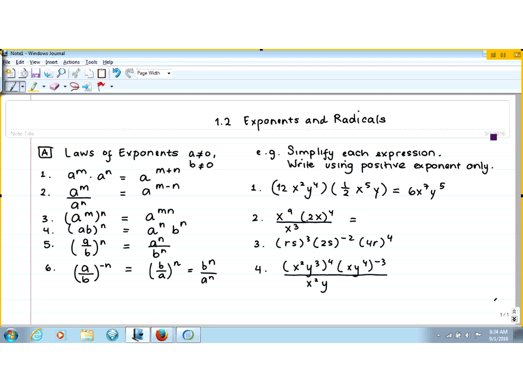Now, what about number 2? So we have to do the exponent here first, right? 2x raised to the 4. What is 2x raised to the 4? 16x to the 4th. Okay, and then divided by x cubed. All right, so what do we have? What about the coefficient? What is the coefficient? What's the number? 16x to the, so 13 minus 3, which is 10.